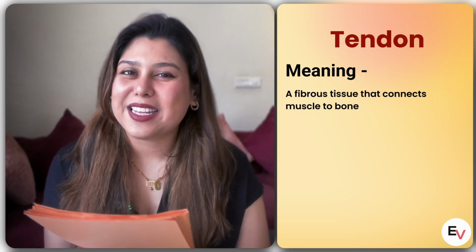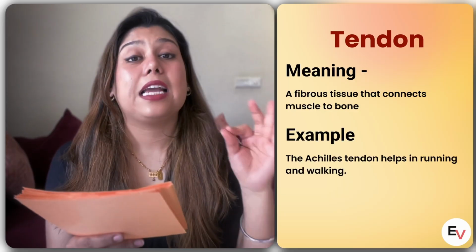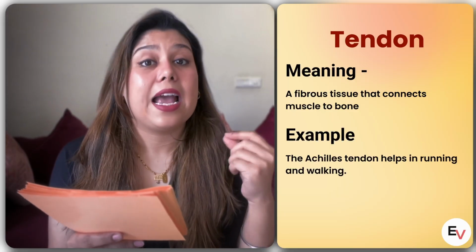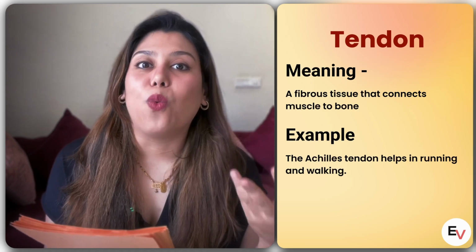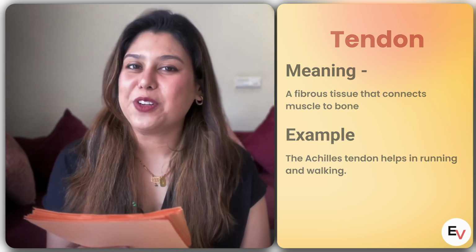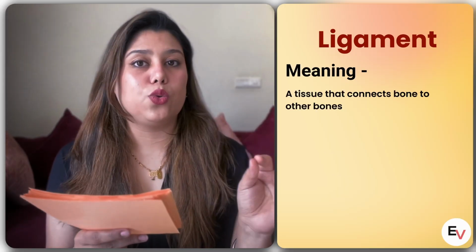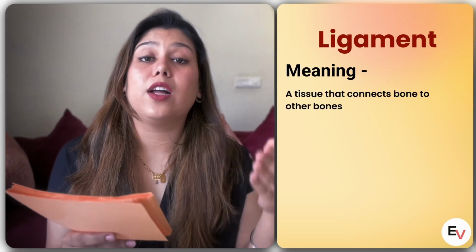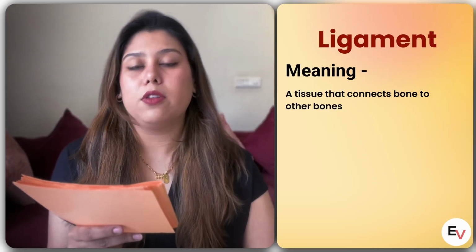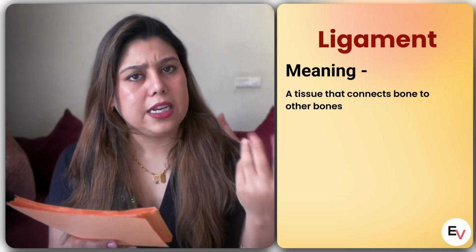Now let's frame a sentence with this word. The Achilles tendon helps in running and walking. Moving on to your next word, ligament. Repeat after me, ligament. It means a tissue that connects bone to other bones. For example, the ankle ligament or the knee ligament.